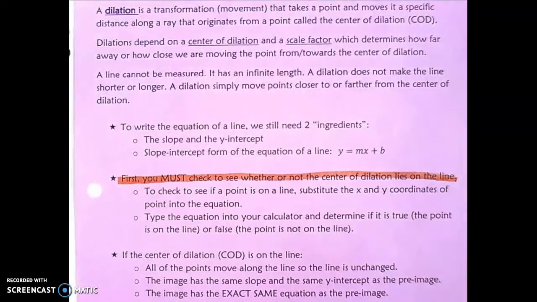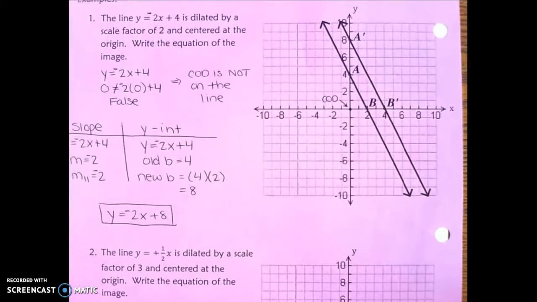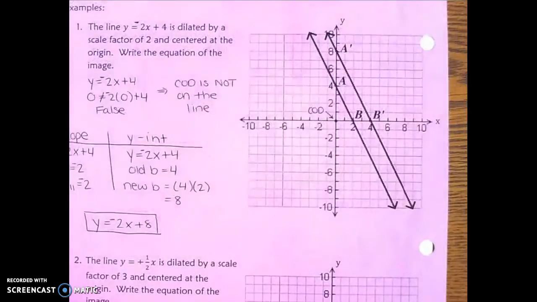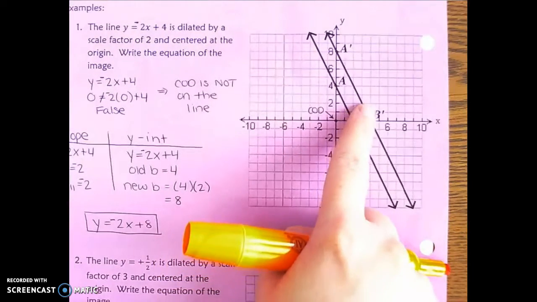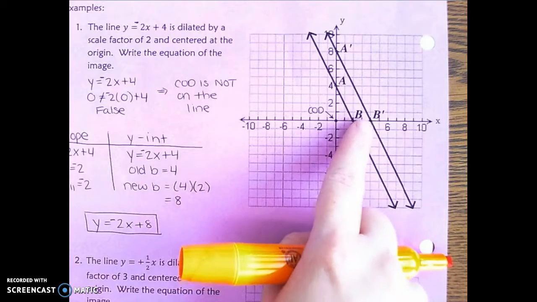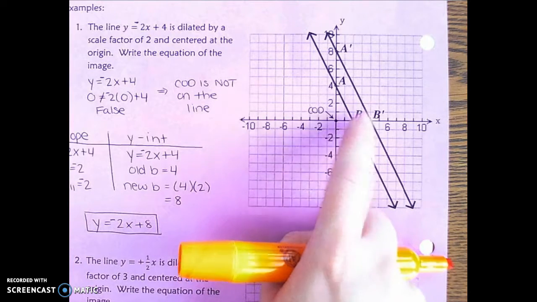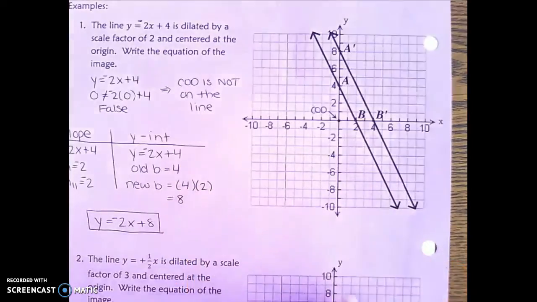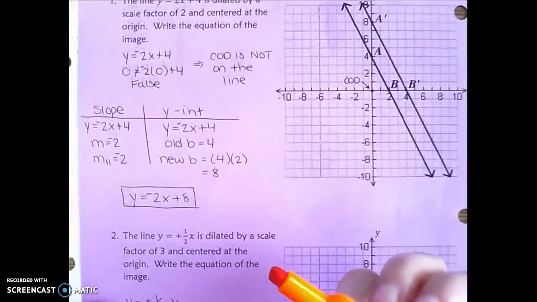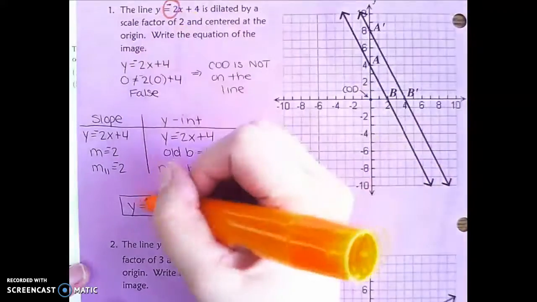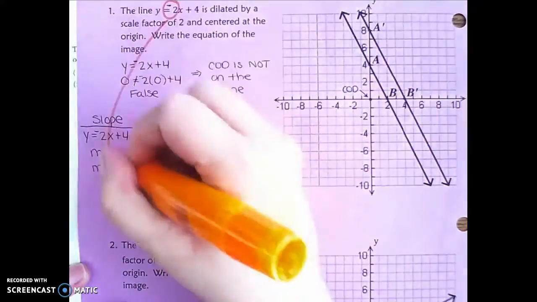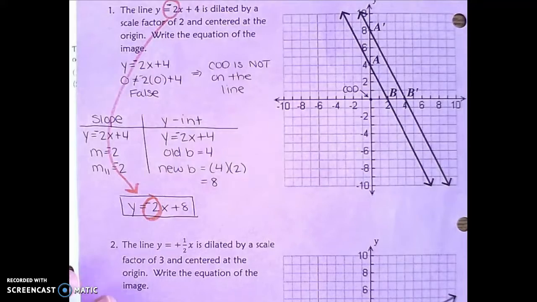We have to check to see if the center of dilation is on the line or not. Because whether or not the center of dilation is on the line tells us what's going to happen. If the center of dilation is not on the line, our line is going to move. It's going to move twice as far because my scale factor is 2, but my lines are going to be parallel. So the key here is my center of dilation is not on the line. My slopes are going to be the same.